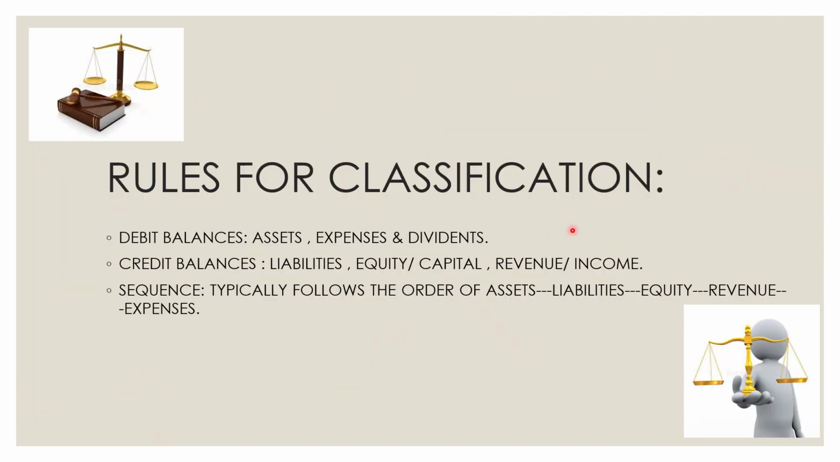Okay, so on the debit side of the trial balance we put the balances of assets, expenses and then dividends, and on the opposite side, on the credit side of the trial balance, we put the closing balances of the ledgers of liabilities, equity, capital, revenue or income. It simply follows the order of assets, then comes liabilities, equity, revenue and then expenses.